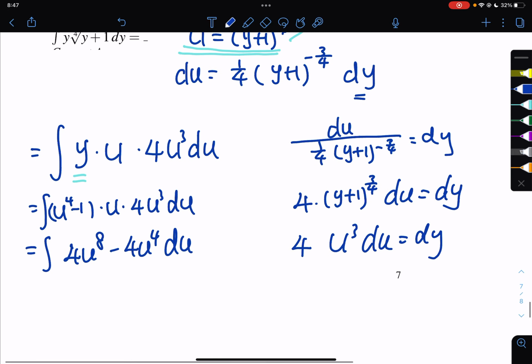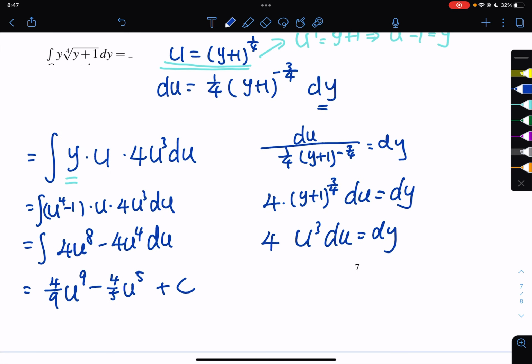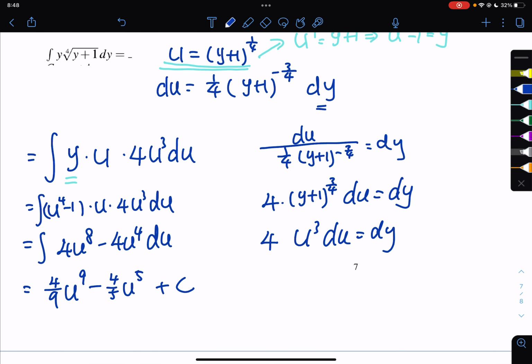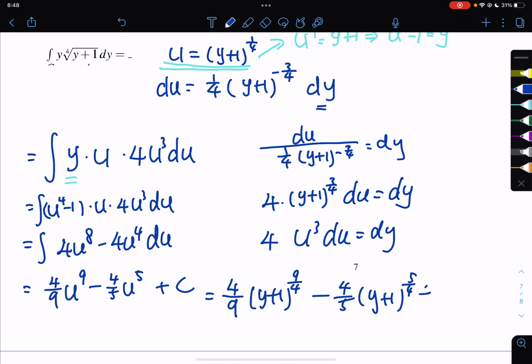For this problem, I can find the antiderivative relatively easily. 4/9 u to the 9, minus 4/5 u to the 5, plus c, where u is y plus 1 to the power of 1/4, so it's 4/9 times y plus 1 to the power of 1/4 times 9, which is 9/4, minus 4/5 times y plus 1 to the power of 5/4, plus c.